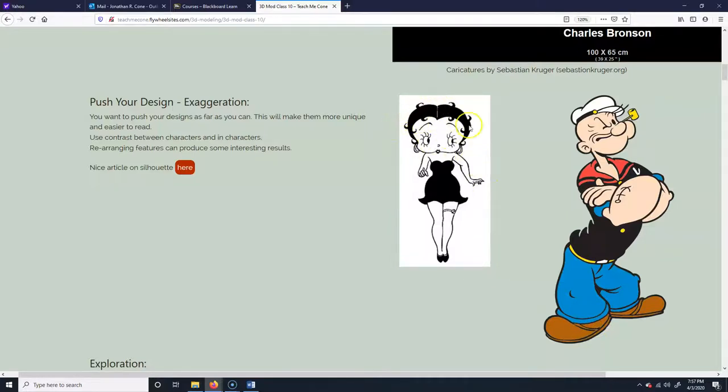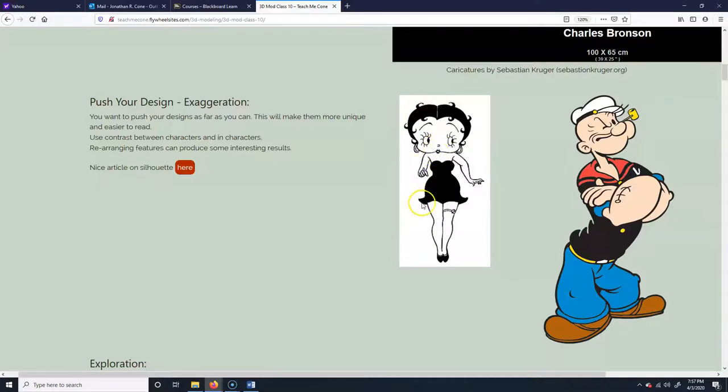Same thing with Betty Boop here. If you were to look at Betty Boop, she's both a good design and a bad design, because if you took her head off, her body is generally somewhat proportionate, right? There's not a lot of exaggeration here. It's not really that interesting. Her head has a ton of exaggeration. It's a huge head on a woman's body. That creates interest.